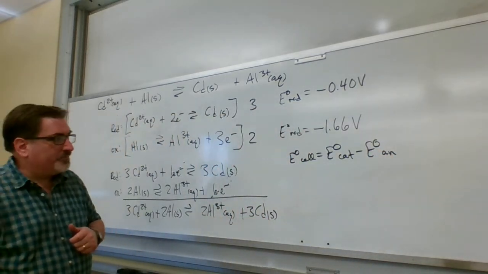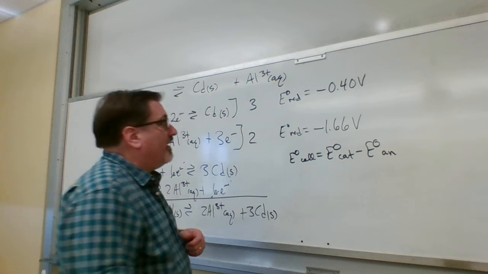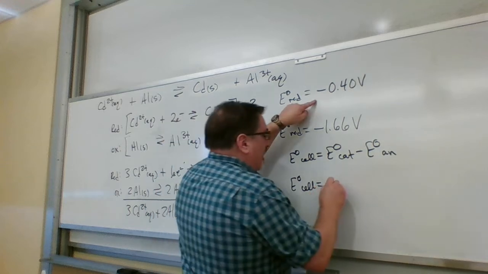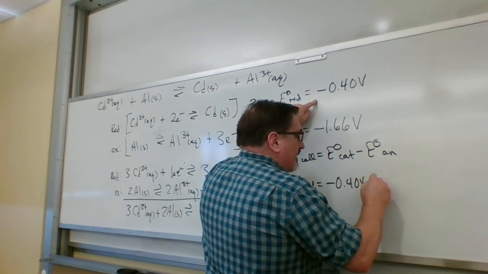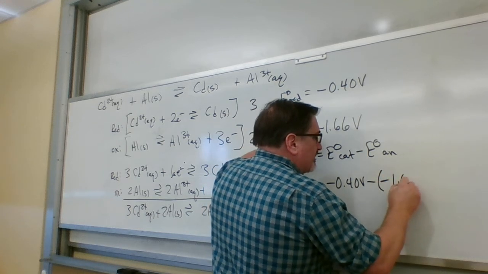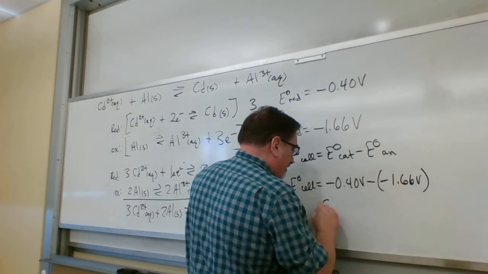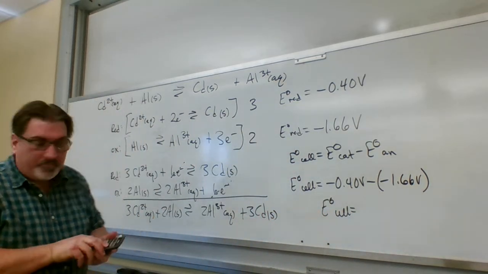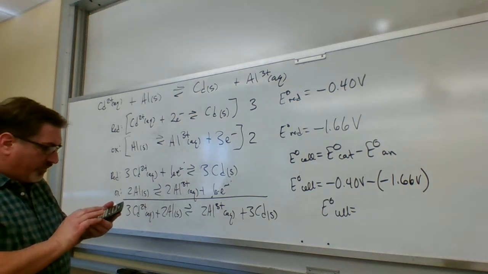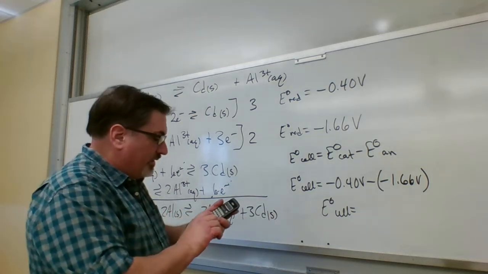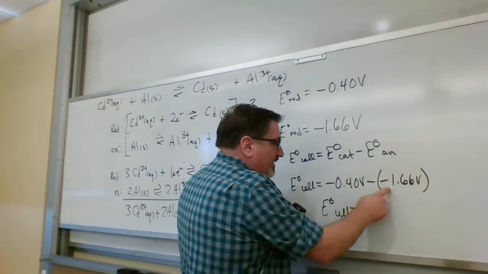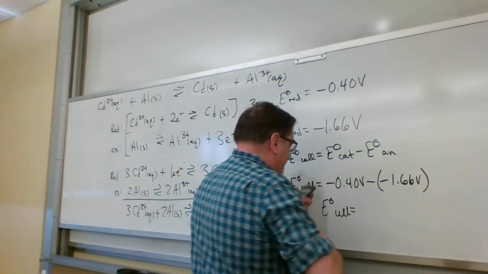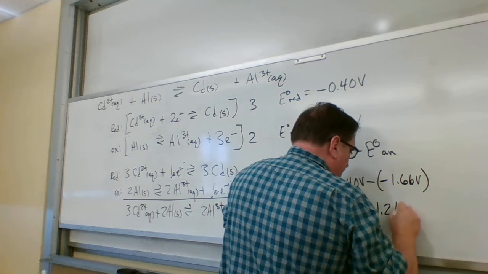Cathode minus anode. The cathode is always the reduction one, right? So in this case, E0 for the cell is minus 0.40 volts minus a minus 1.66 volts. So 0.4, flip the sign to minus 0.4, and then minus a minus is add, so plus 1.66. So E0 for this cell is plus 1.26 volts.